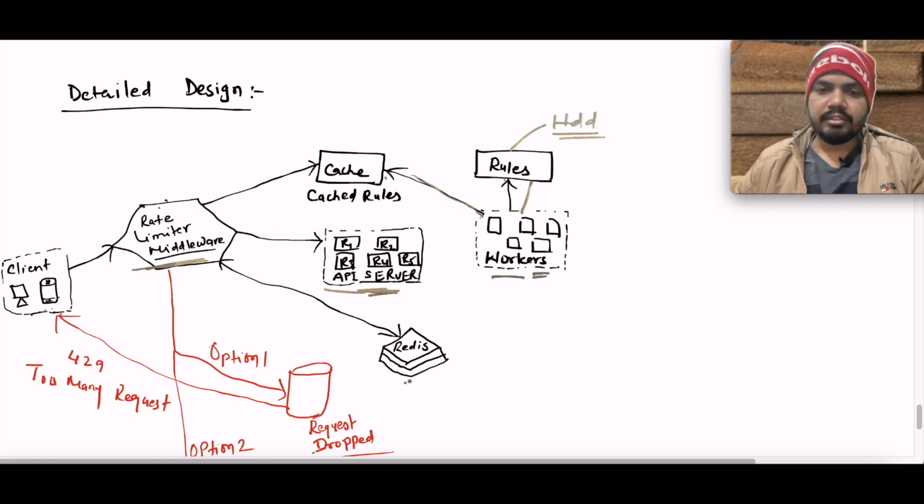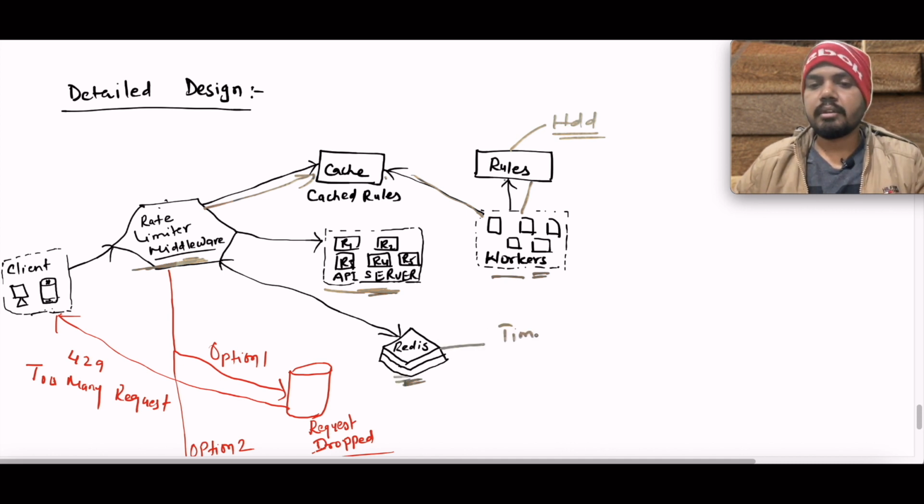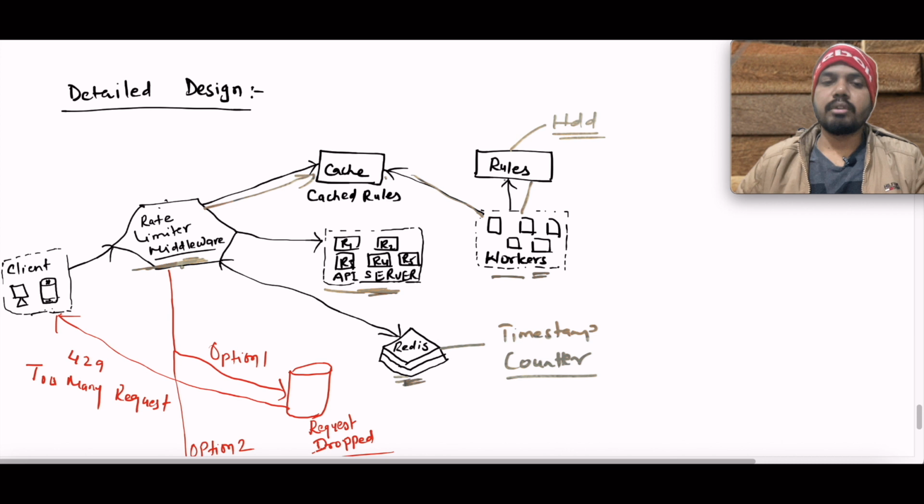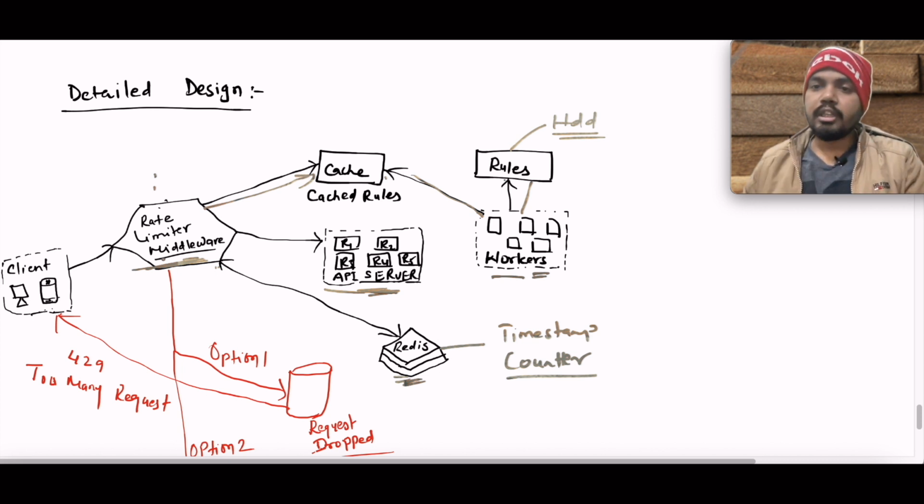Now we have the Redis. The rate limiter fetches the rules from the cache, and it also fetches data like timestamp and counter from the Redis. So in Redis we have a timestamp and a counter. These data will be fetched from the Redis to the rate limiter middleware. Then it will apply the rules, do the calculations, and decide whether we have to pass this request to the server or drop it.